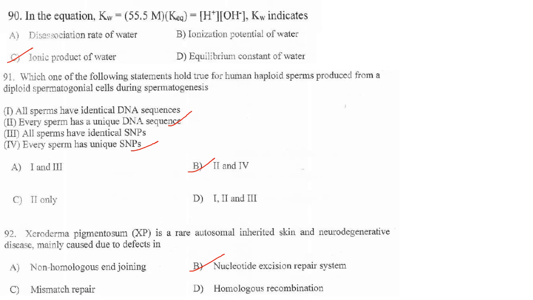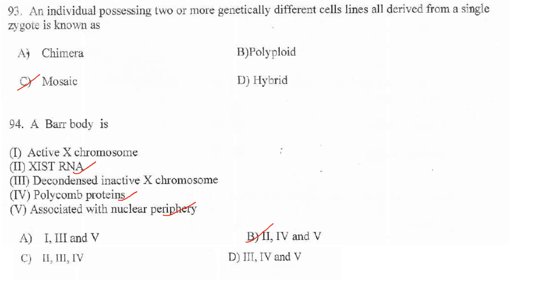Then xeroderma pigmentosum is a rare autosomal inherited skin and neurodegenerative disease mainly caused due to defects in the nucleotide excision repair system. Answer is option B. Then an individual possessing 2 or more genetically different cell lines derived from a single zygote is known as a mosaic. Now they have told it is a single zygote, so it is a mosaic. If it is a combination of 2 different zygotes, then it is called a chimera. So the answer is option C.